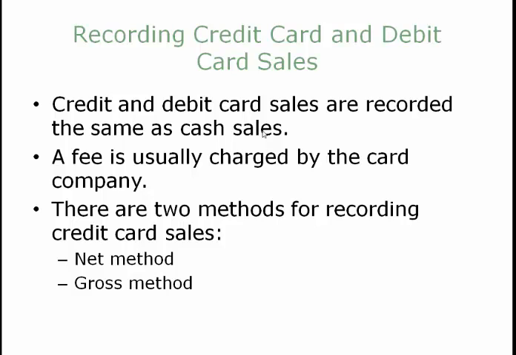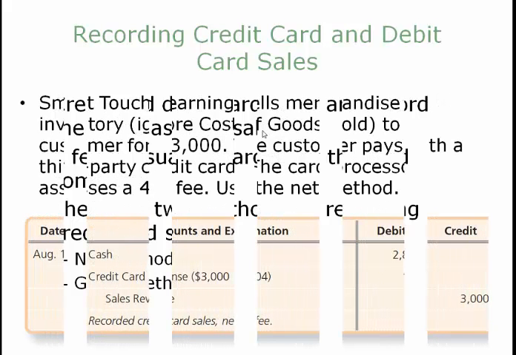The gross method would be debit cash for $100, credit sales revenue for $100, and when you write a check to pay the credit card companies, you would take that $4 and credit cash $4 and debit credit card expense $4. So it will look a little bit different. Let's look at the numbers here.